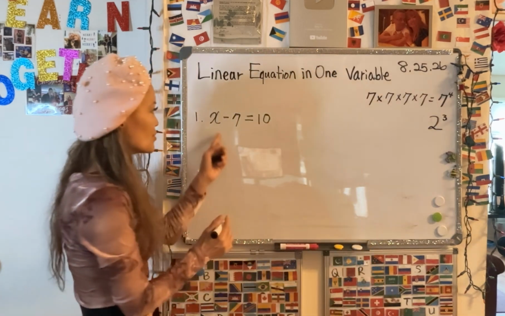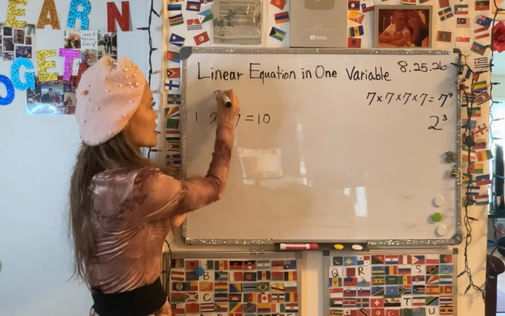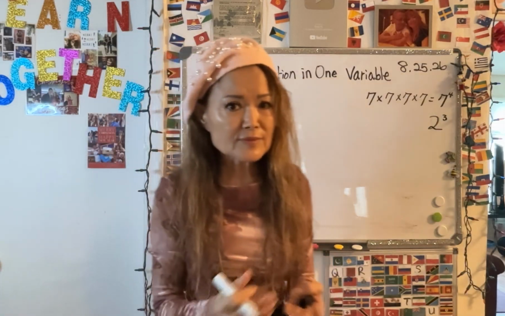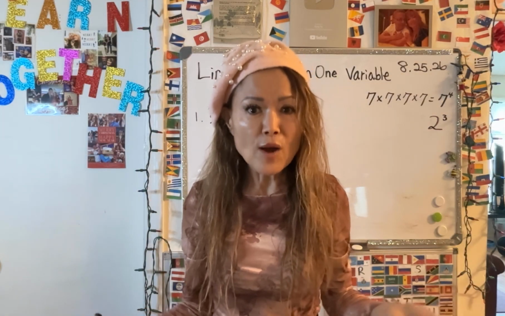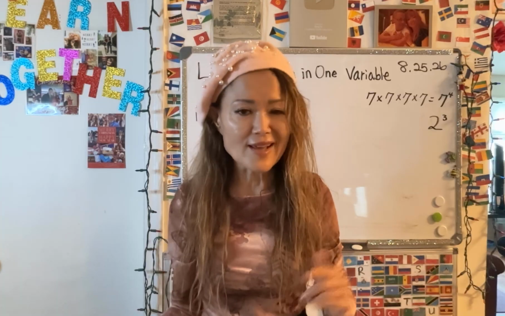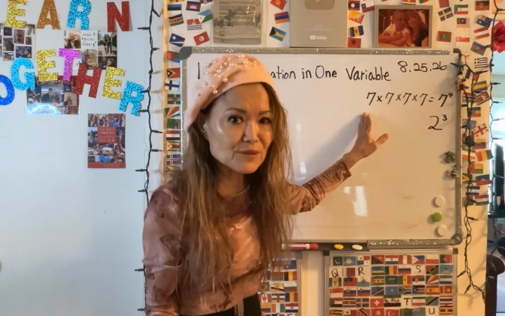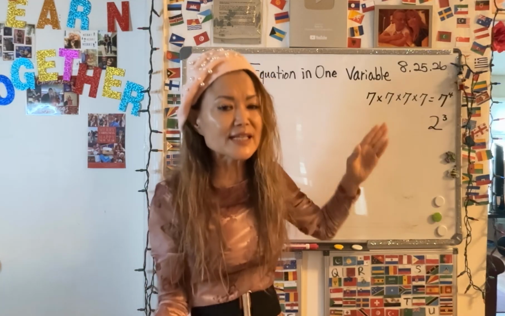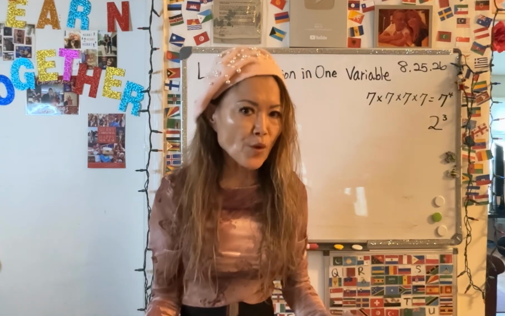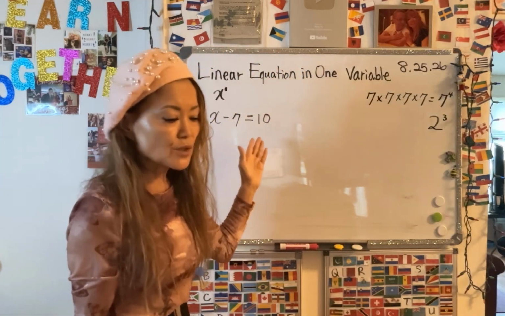So for example, if x, you see that? It means x to the 1, right? But we don't write the exponent. Why? Because x to the first power is x, right? Because it's just itself. Okay, do you understand? That's called a linear equation. Equation is because of the equal sign only. That's why linear equation, okay?